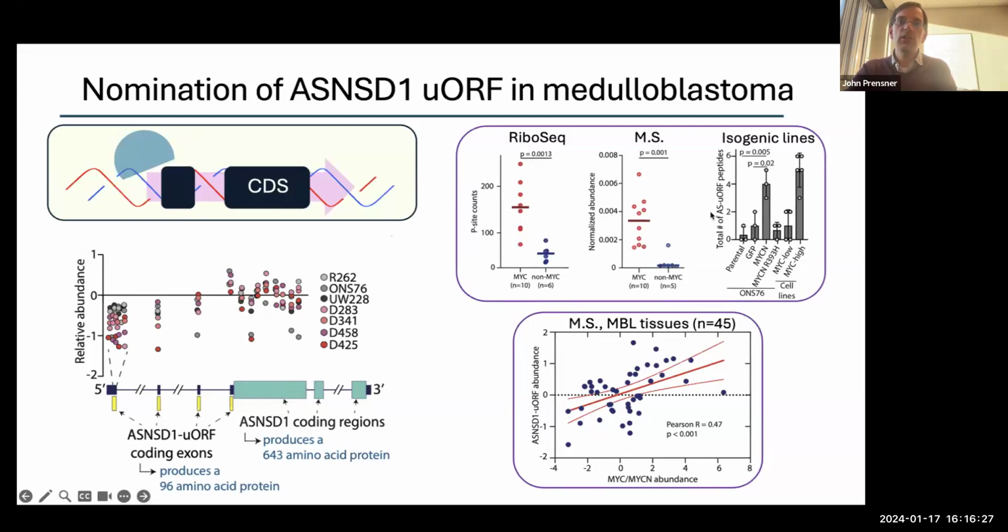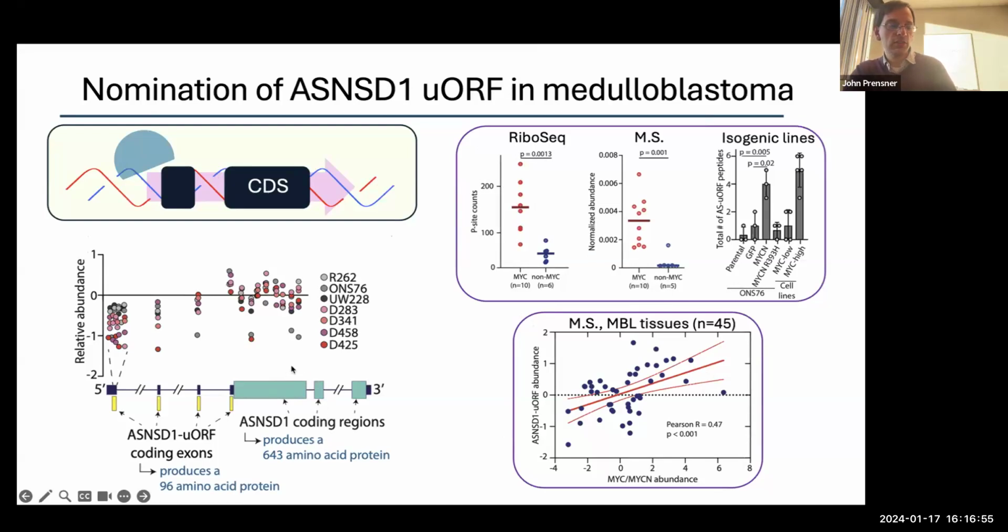And we could model this in vitro where we could express, in this case, MYC-N and show that it also goes up at the protein level. Furthermore, we could go back to the patient tissues and show, yes, this upstream open reading frame is selectively correlated with the MYC or MYC-N transcription factor abundance in patient tissues. Now, all of this is only true for the upstream open reading frame. None of this is true for this ASNSD1 coding region.